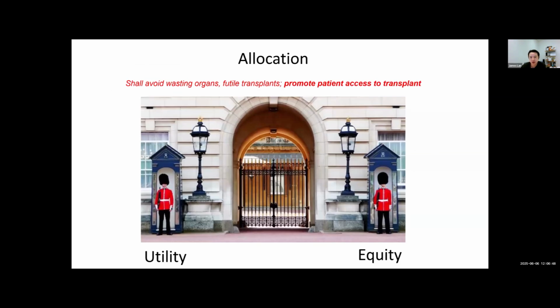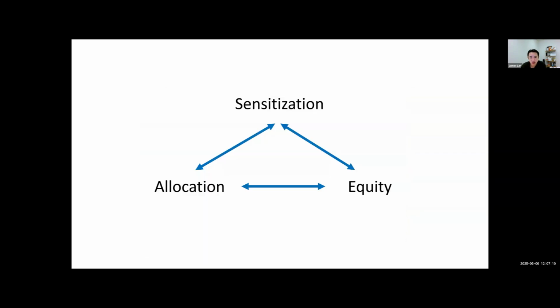So part 1 of the talk is about access and equity. One of the themes about kidney allocation for us is that this is a precious resource. And when we allocate, we have to ensure we use the organs to their fullest ability in terms of efficiency, but also to ensure equity in terms of promoting patient access to transplantation. And the common theme here for us is this issue of sensitization.